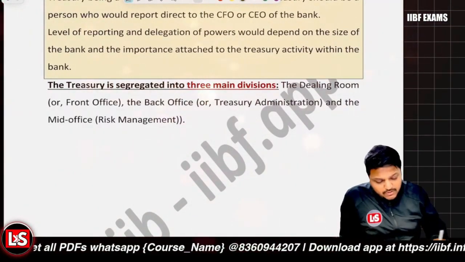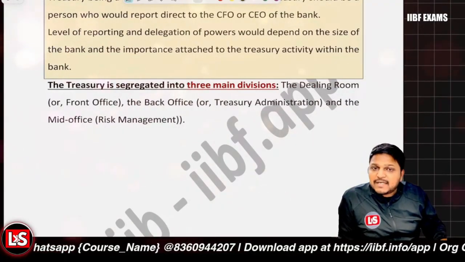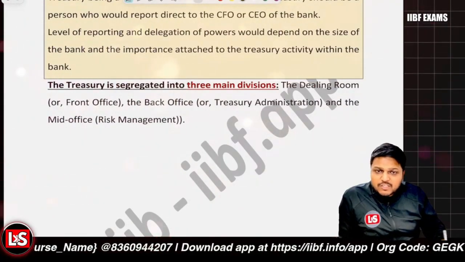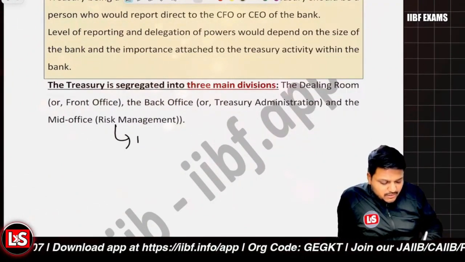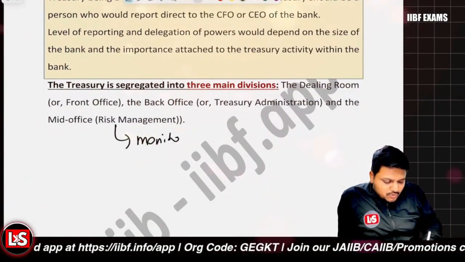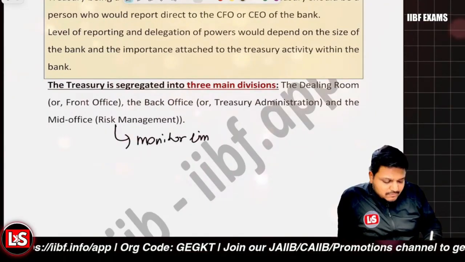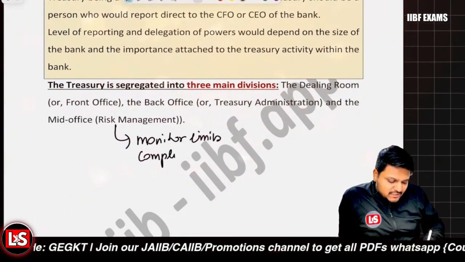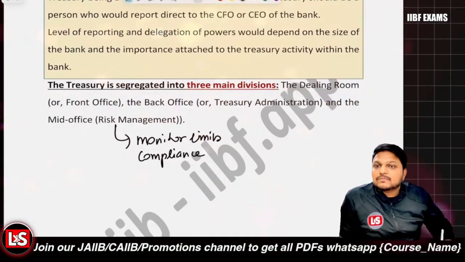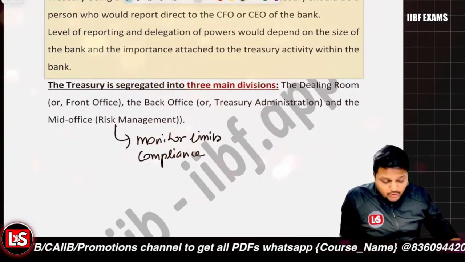That's the front office. Or it could be the mid office that does the part related to risk management, monitoring limits. So it does the risk management, or let's say so as to monitor the limits, right? Or it deals with the compliance purposes, right? And also it could be the back office.